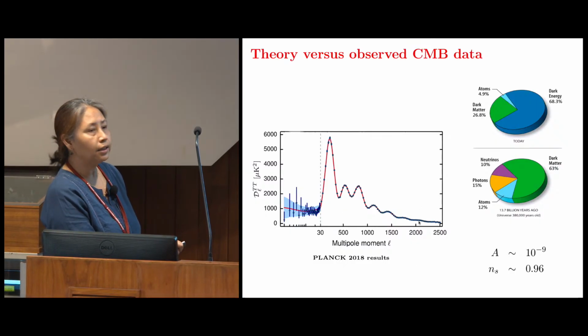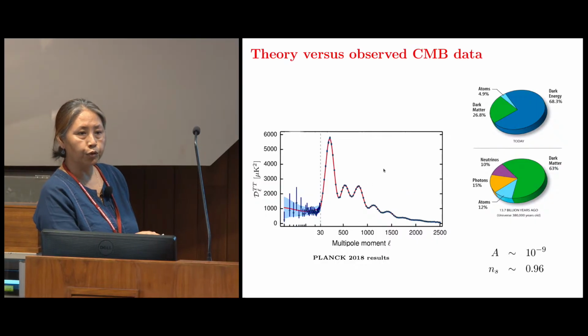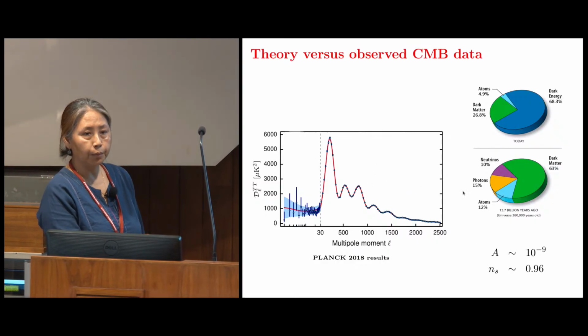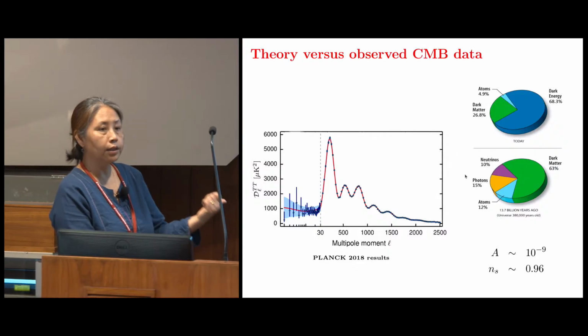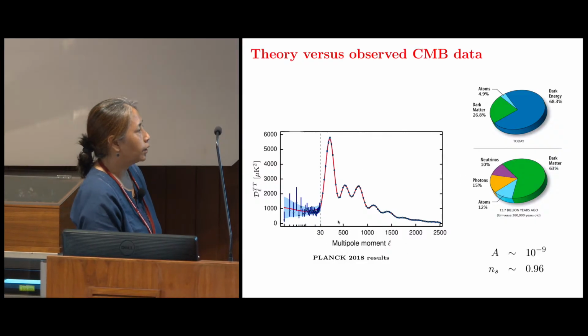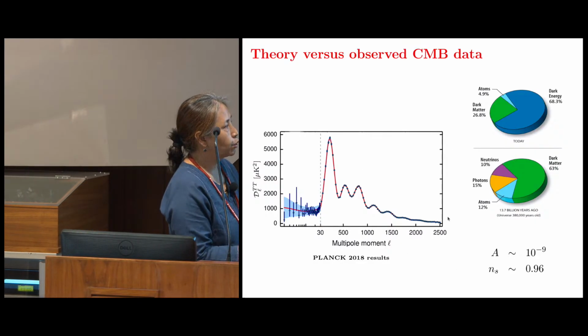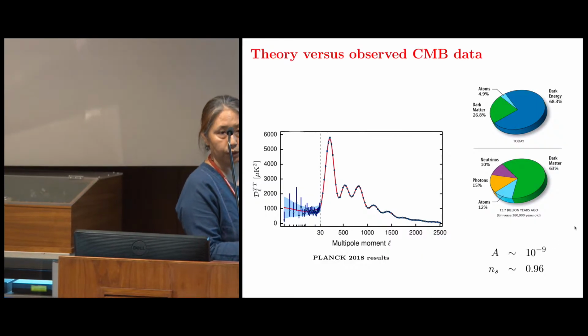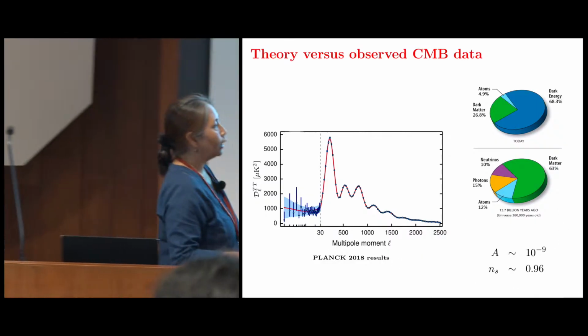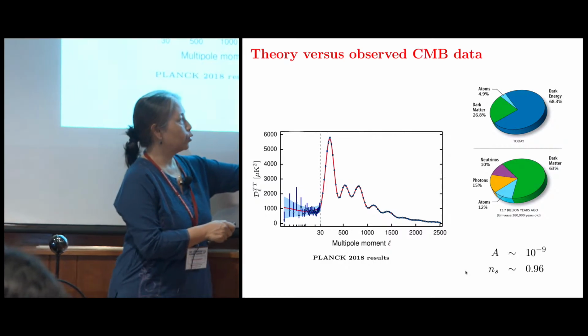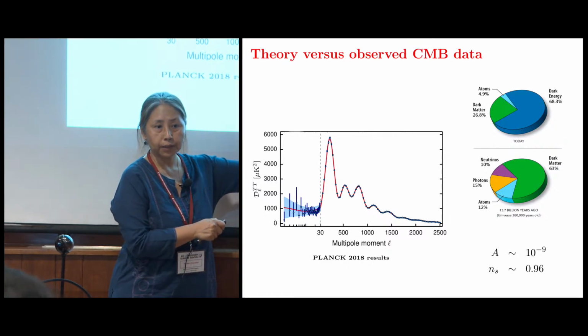But there is still some instrumental noise that can be improved, and some experiments are being designed, and one is underway, which is the Simons Observatory, and that is supposed to go all the way up to some 5000. All these numbers that I have quoted, I have not put the error bars, there are error bars.